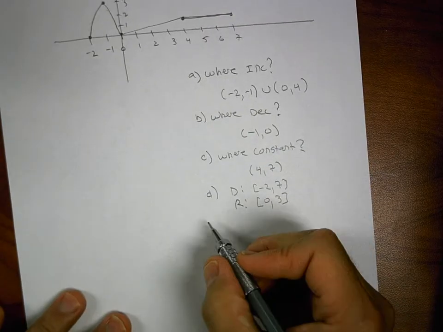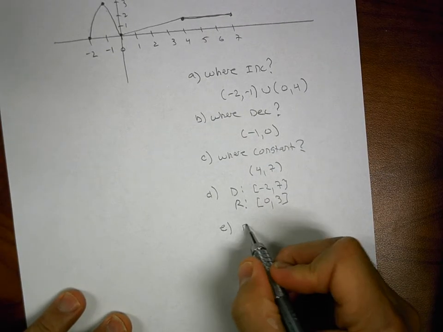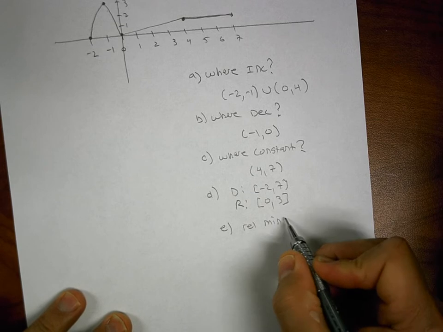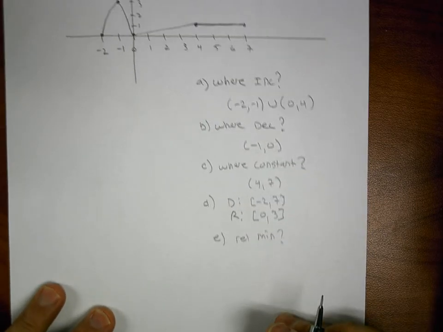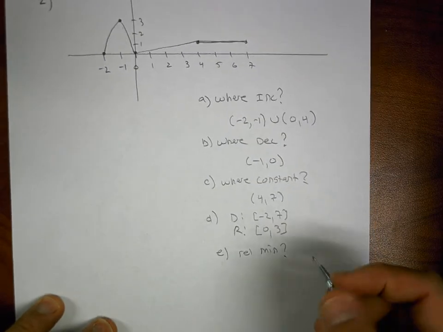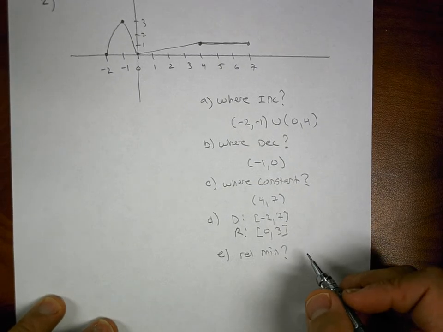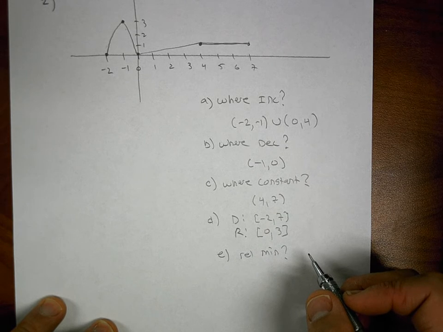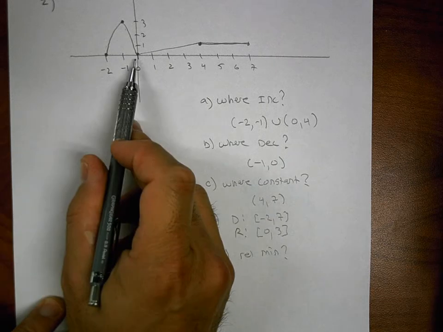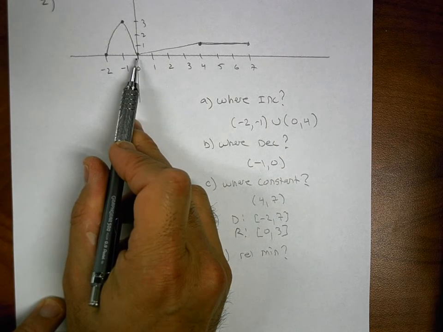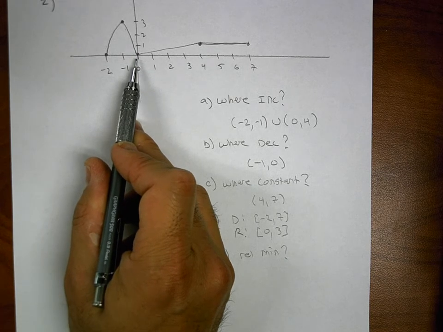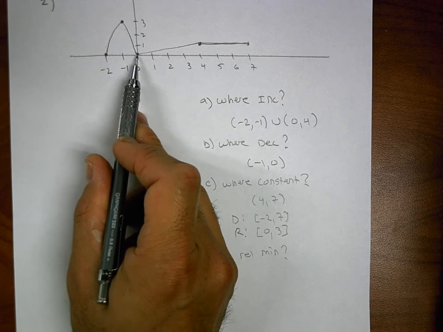Okay, E, relative mins. Ordered pair, location. Do you think there's a relative min on this graph? Is there a relative min? If so, where? 0, 0. Do you think this is a relative min? Raise your hand if you think this is a relative min. 2, 3, 4, 5, 6. Raise your hand if you think, no, that's not a relative min.